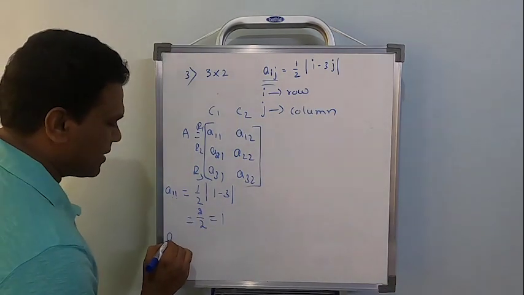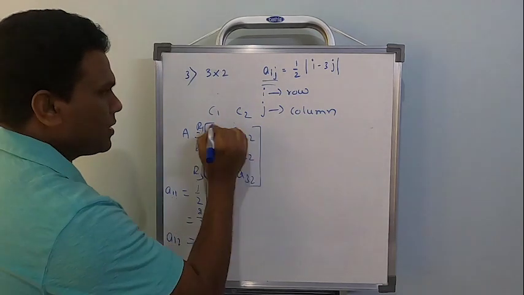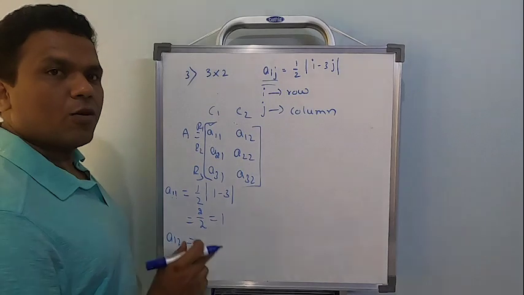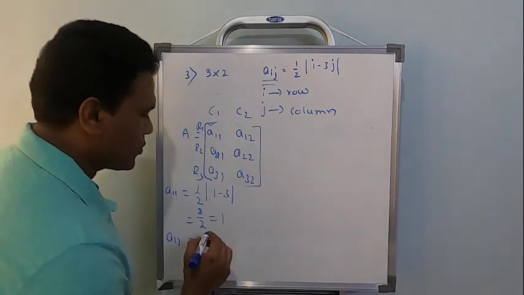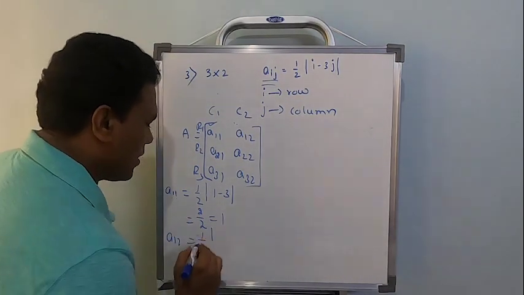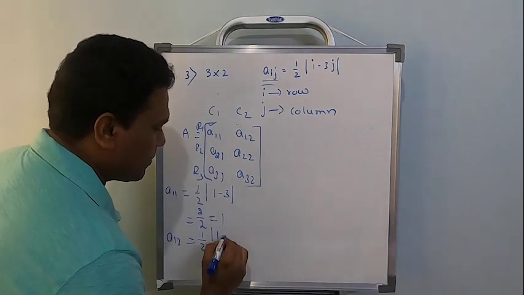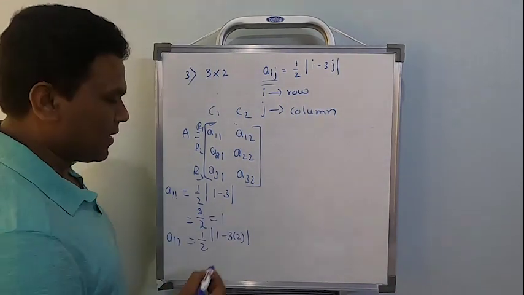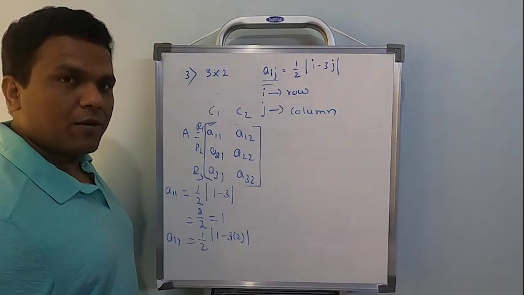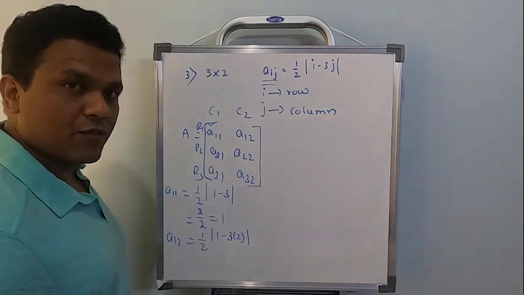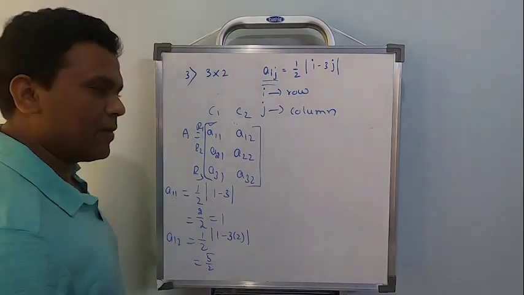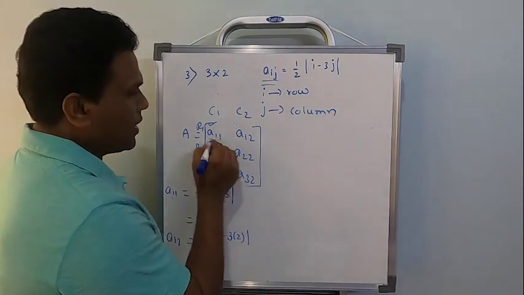Then let's go for the next, a12. So this is over. Now let us go for this a12. First row, second column. i is 1, j is 2. So in this one, half mod, i is 1. So 1 minus 3 multiplied by j, which is 2. Let us simplify. 3 multiplied by 2 is 6. 1 minus 6 will be minus 5. Mod of minus 5 will be 5. So a12 is going to be 5 by 2. Now first row elements are over.